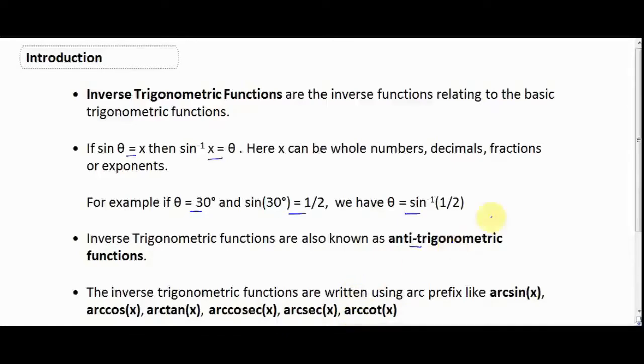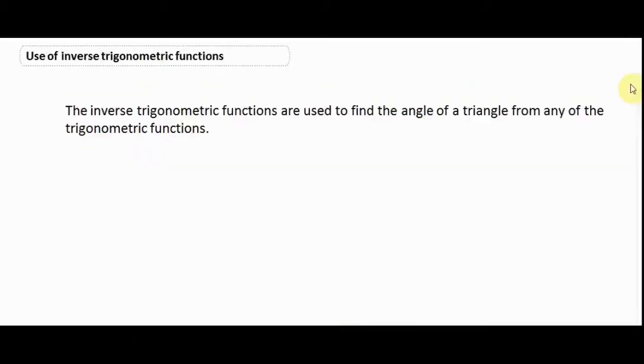Now let's see what is the use of inverse trigonometric functions. We use inverse trigonometric functions to find the angle of a triangle from any of the given trigonometric functions. So from the given trigonometric functions, we may try to find out the angle of the given triangle using inverse trigonometric functions.